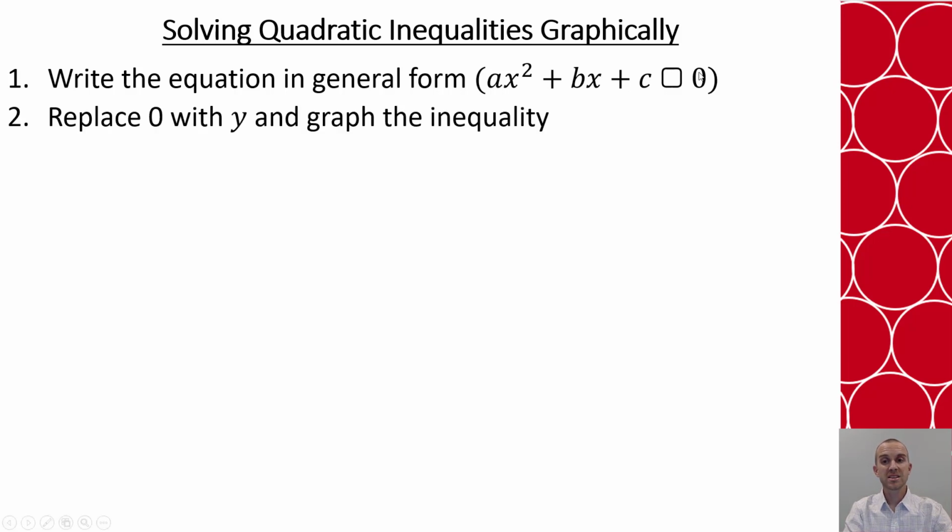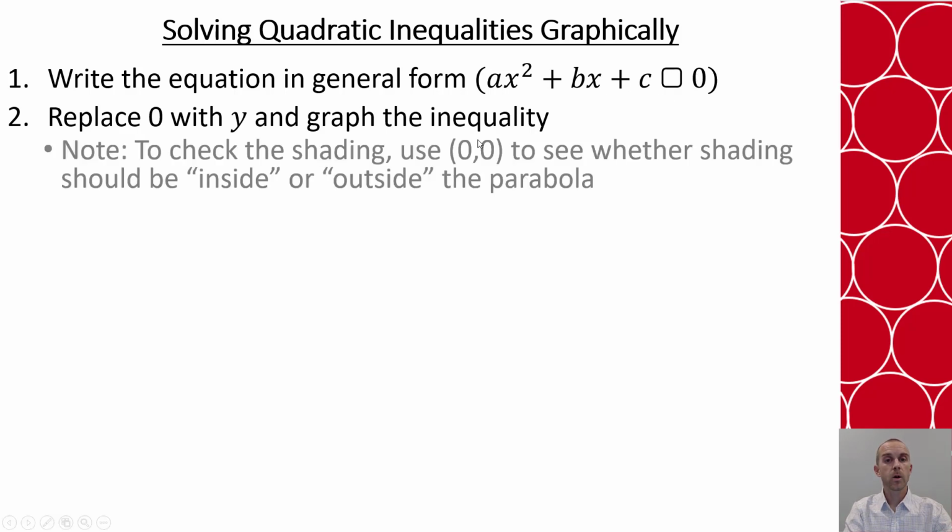Then we're going to replace that 0 on the right-hand side with y and graph the inequality. Now, when we're doing that, if we're not using a program like GeoGebra or Desmos, it will be helpful to determine where the shading should exist. So we can use the point 0, 0 as a very easy point to use to determine the shading. If 0, 0 is true, we shade everywhere that 0, 0 exists, whether it's inside or outside the parabola. If 0, 0 is false, we're going to do the opposite of where 0, 0 is located.